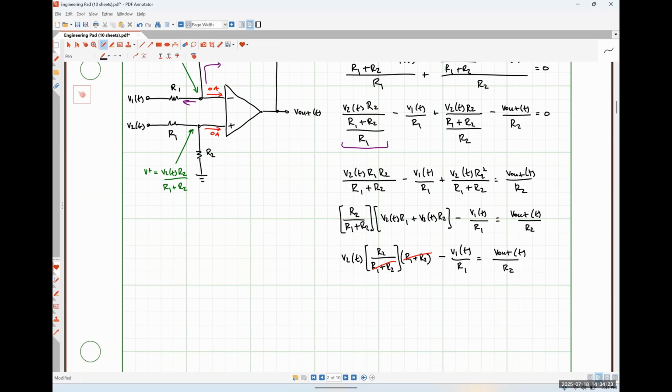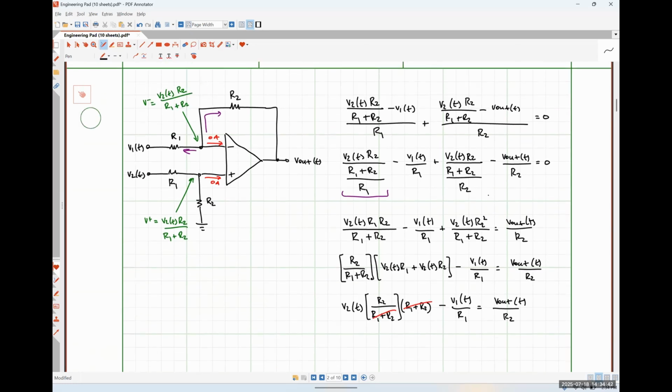I feel like I've made a mistake in my algebra somewhere, like I'm missing an extra factor of R1, or I've got an extra factor of R2. Sorry, let me look back through this really quickly. So V2 times R2 over R1 plus R2. That's just from voltage division. That part checks out.